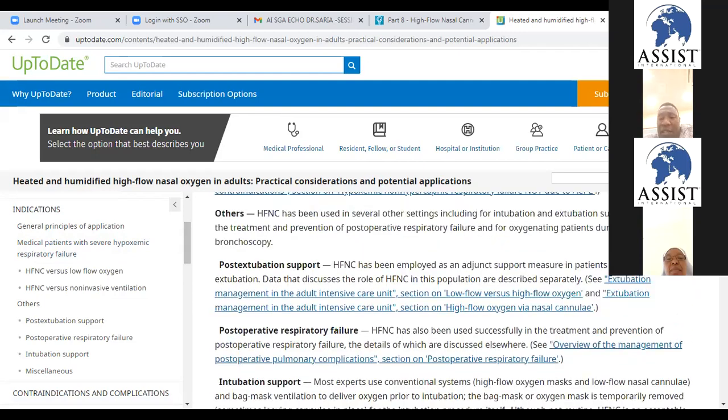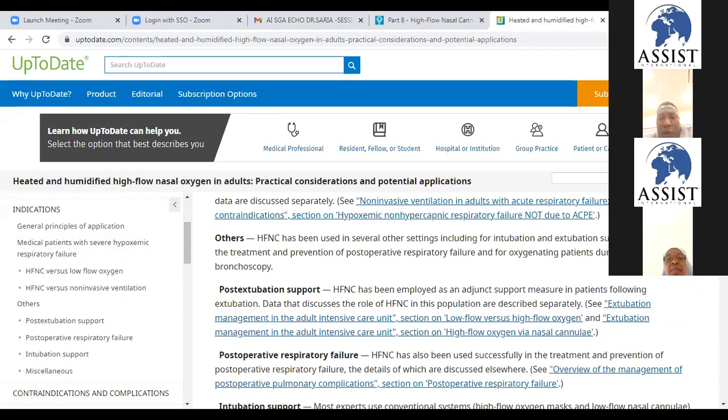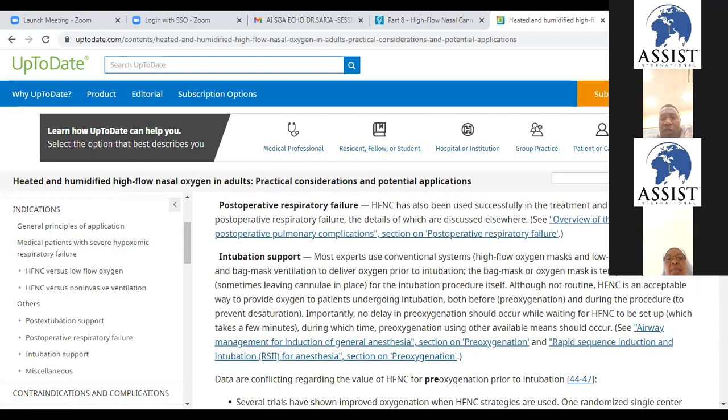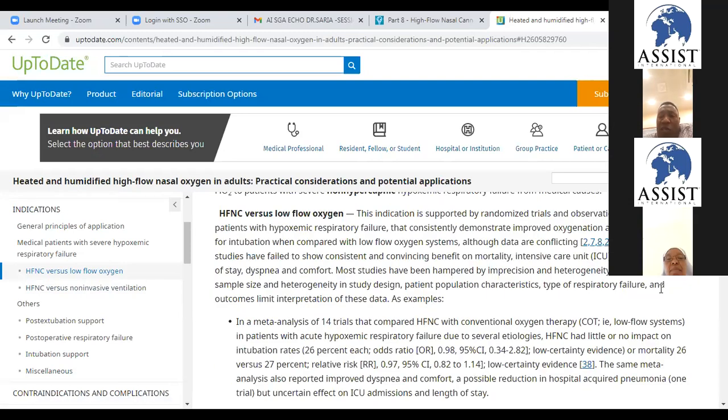It has some use post-extubation, as I said, post-operative respiratory failure, the perioperative period when the patient is having respiratory failure, and for a patient who has undergone some minor procedures, you can just give them oxygen through the high flow oxygen therapy. But remember, its main use is just to give oxygen to the patient.